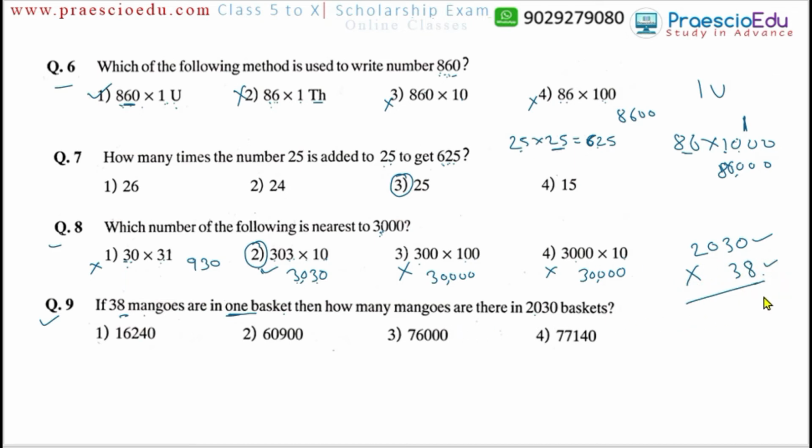Okay, so 8 multiplied by 0 is 0. 8 threes are 24, 4 will be here, 2 will be carried. 8 multiplied by 0 is 0, then 2 as it is here. Now 8 twos are 16. Then 3 multiplied by 0 is 0, 3 multiplied by 3 is 9, and 3 multiplied by 2 is 6. So we have to do the addition. This will be 0, this will be 4, then 1 plus 0, 6 plus 1 is 7, and 1 plus 6 is 7, so it is 77,140. Option number 4 is the correct one.